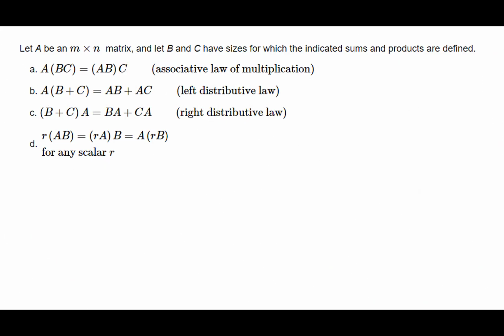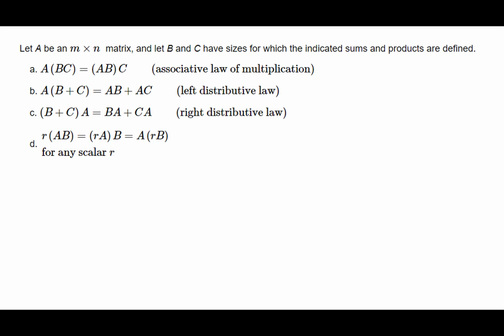Now that we defined these operations on the matrices, we can talk about the properties that these operations have. So if A is an M by N matrix and B and C have sizes that actually make sense for the operations, then property A is saying, well, you can multiply B times C and then do A times that product. Or you can do A times B first and then multiply by C. So either way works. They're equivalent, just like it works with regular numbers. It also works with matrices.